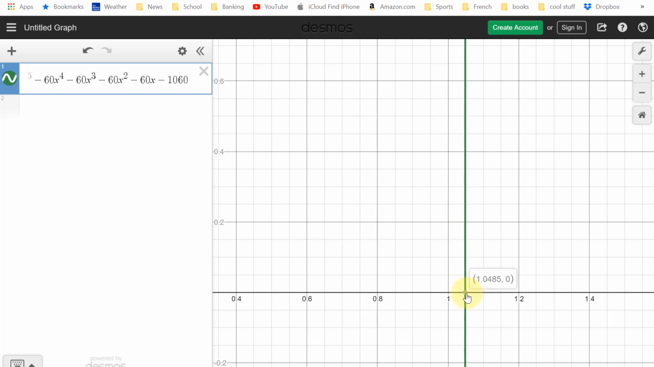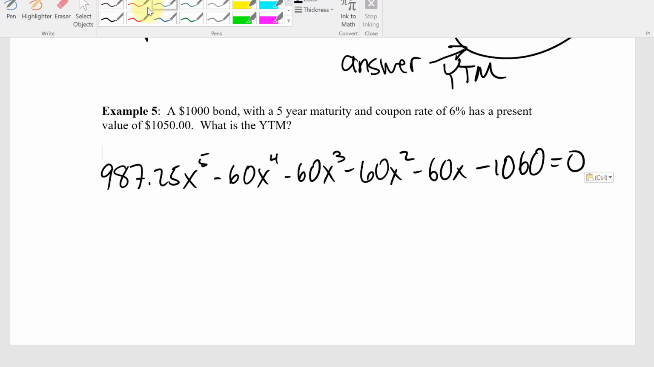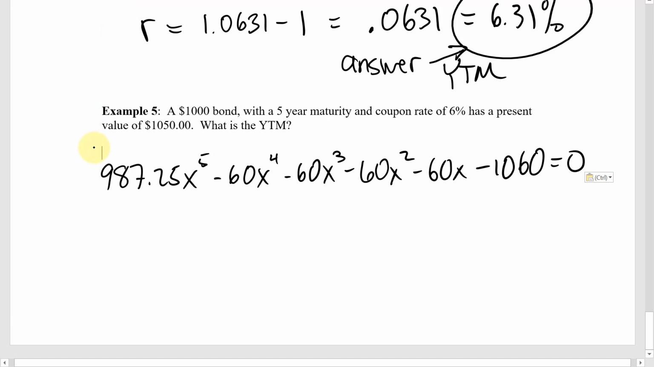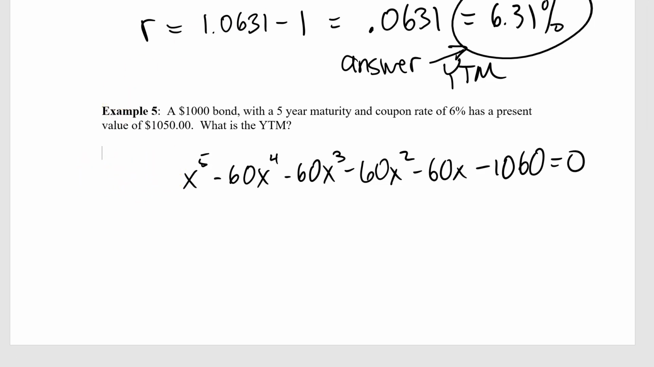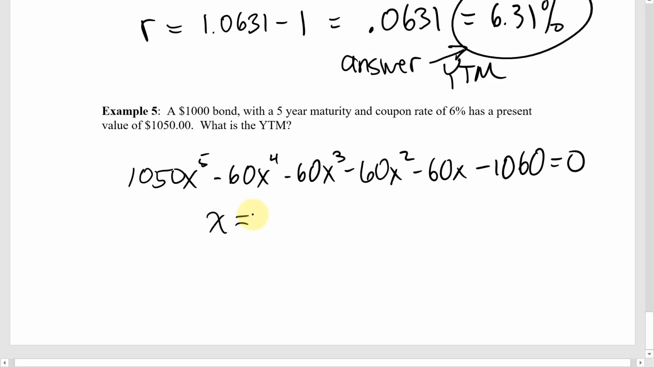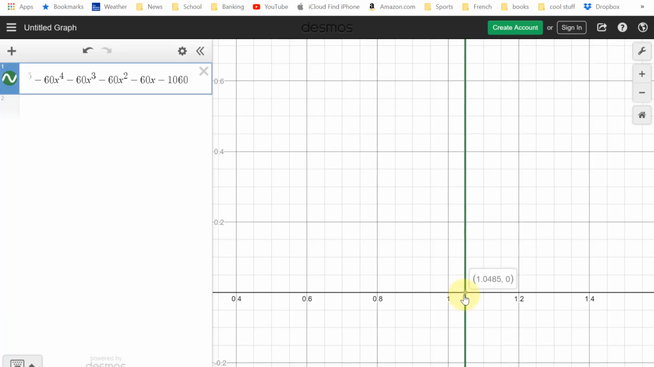So I want to know the solution now. Looks like 1.0485. Looking at this particular example, I realized I could just take the example that I just did before and switch out the leading coefficient because that is the market price. Make that 1050. Solve that, of course, using a calculator or a computer, and I got 1.0485 if I remember right. Let's check that. 1.0485, that's it.